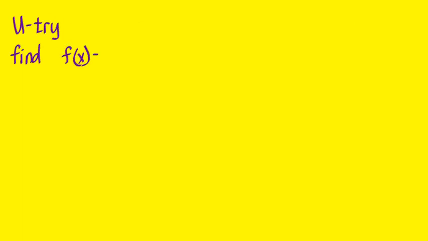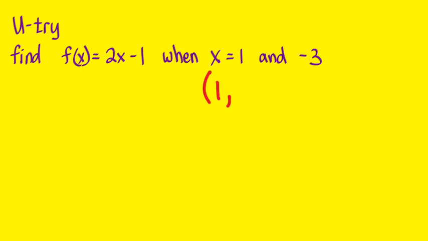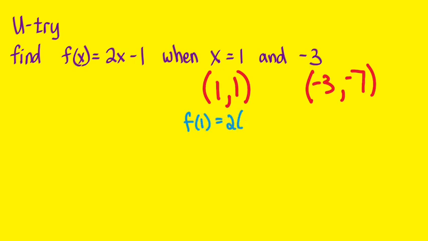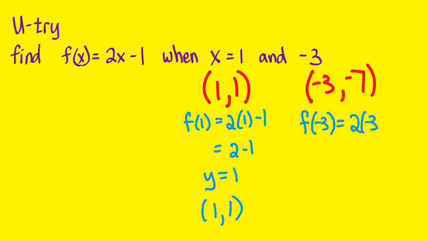You try. You can go ahead and pause the video after the problem is written down and solve it. And then check your answers when you're ready. So the answer here, when x is 1, y is also 1. And when x is negative 3, y is negative 7. You want to see why? Well, check it out. If f of 1, or when x is 1, y is also going to be 1. When x is negative 3, well, y is going to have to be negative 7.